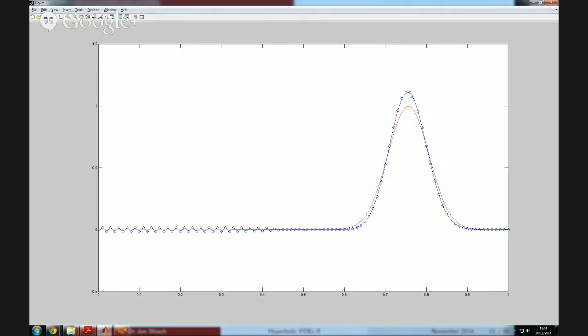So this is an example of using a. Okay, you can see there. At the moment, you might not think that's that bad. But we're also seeing a bit of oscillations in that there.